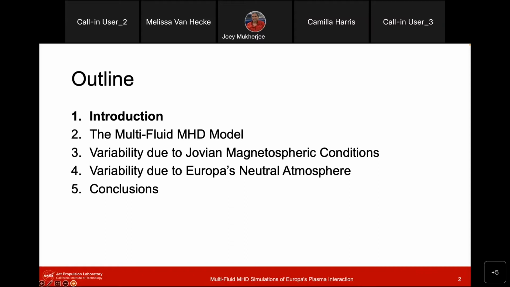Then I'm going to explain some of the components of the MHD model that I worked on during my dissertation. And then I'm going to talk about some results where we looked at the effects of the magnetosphere externally on this little plasma interaction. And then in the next project, we're looking at effects of Europa's atmosphere on that plasma interaction, because the atmosphere is kind of the source of the ions in Europa's ionosphere. And then we'll wrap things up with the usual set of conclusions.